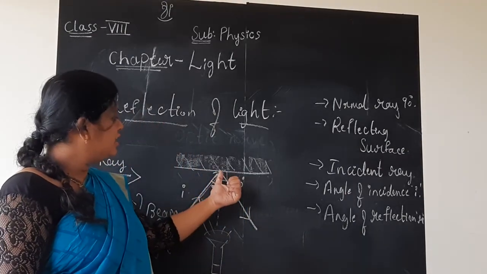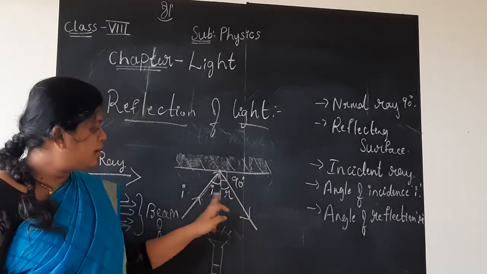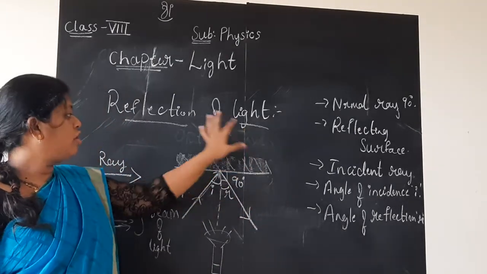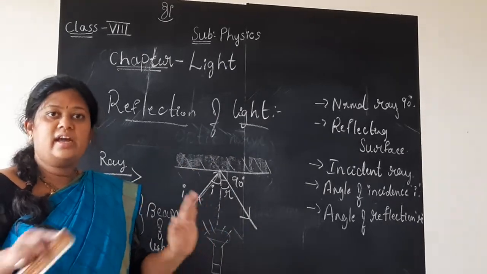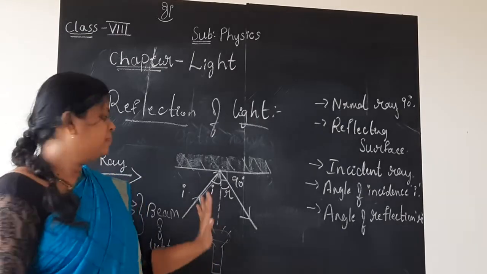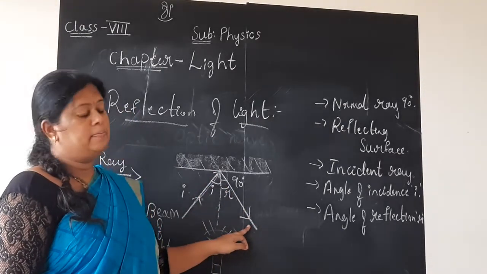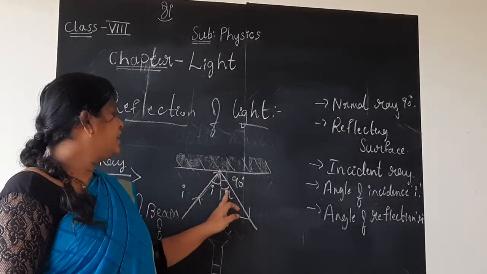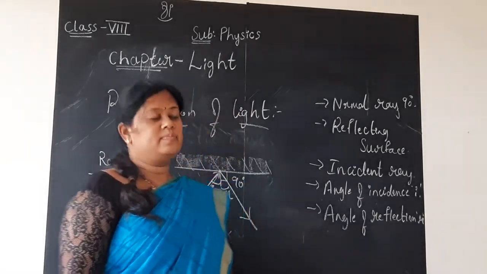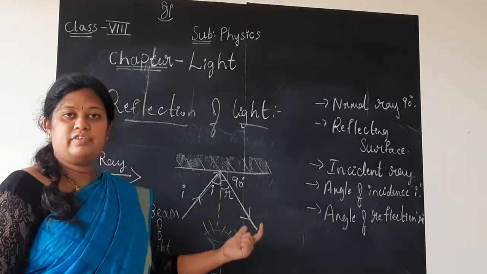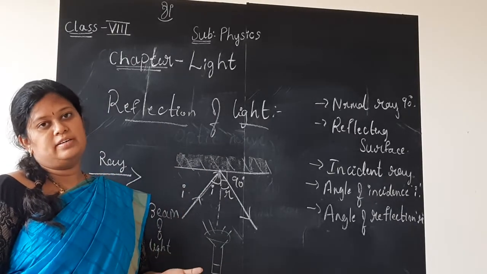Similarly, this incident ray, after striking the mirror, reflects back. Arrow mark is very, very important. If you draw the complete figure without arrow marks, it has no meaning and it carries no marks as well. So this is called the reflected ray. Reflected ray makes an angle R with the normal, called the angle of reflection. Angle of incidence, angle of reflection, incident ray, reflected ray, and the normal ray.